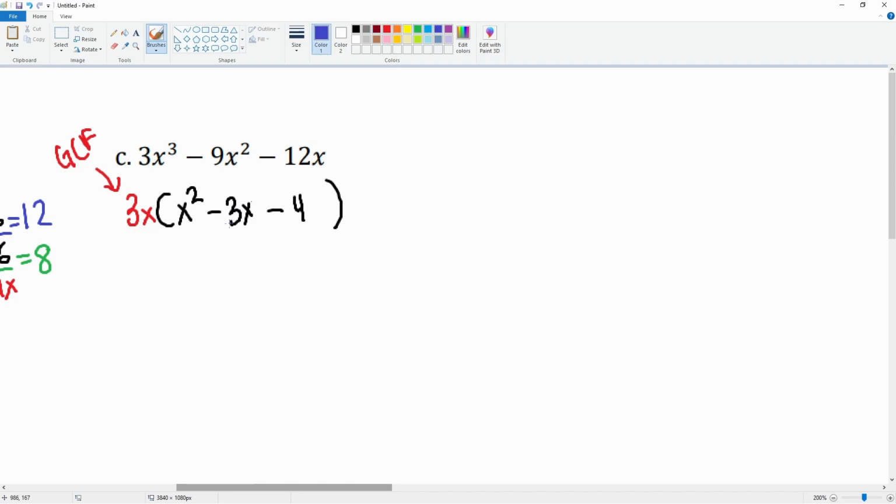Now we could set up our dashes here. So dash times dash is equal to negative 4, and the middle number is negative 3. So dash plus dash is equal to negative 3. I think those numbers are what, 1 and 4? And the 4 is probably the negative, right? 1 times negative 4 is negative 4. 1 plus negative 4 is negative 3.